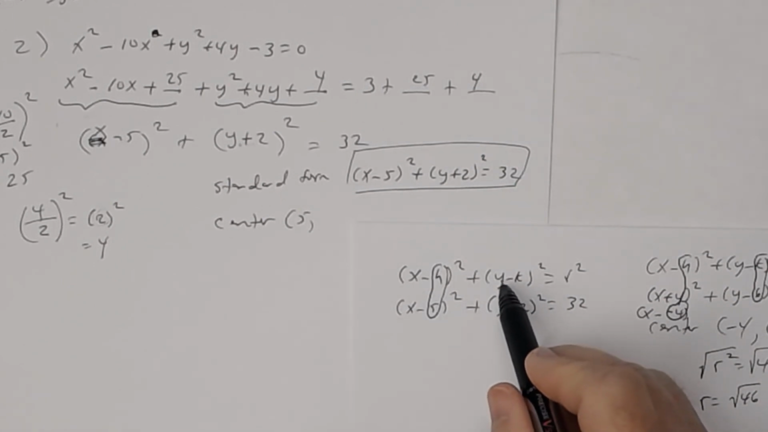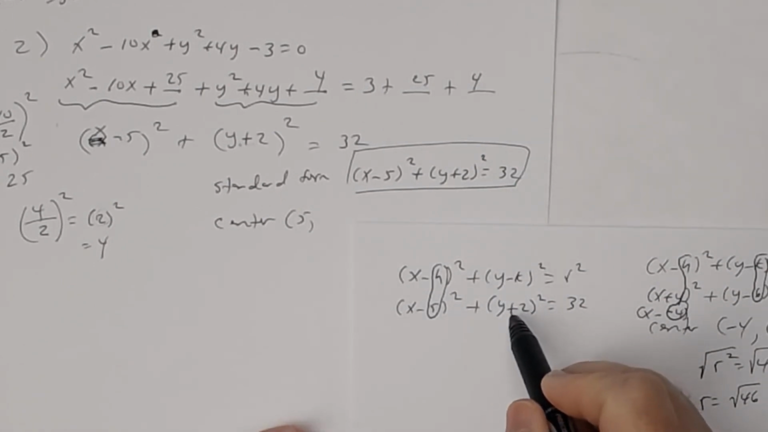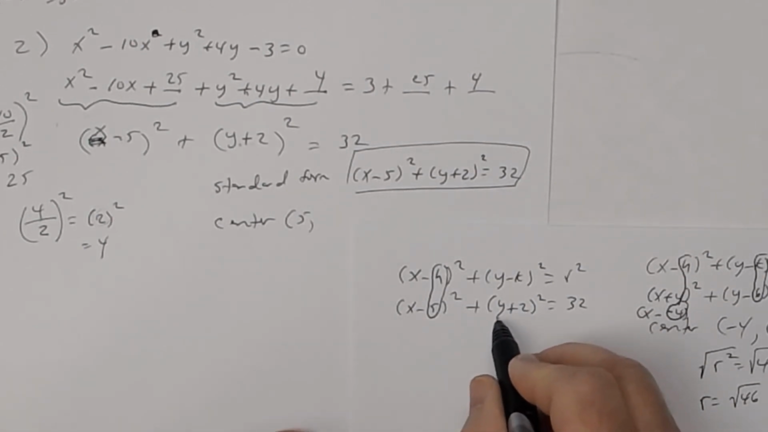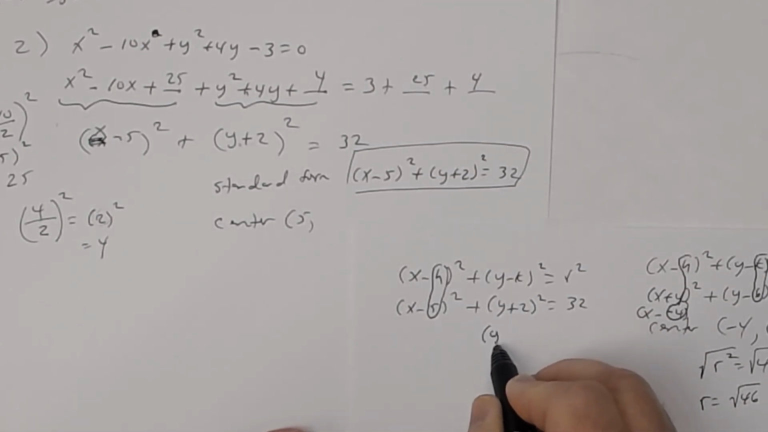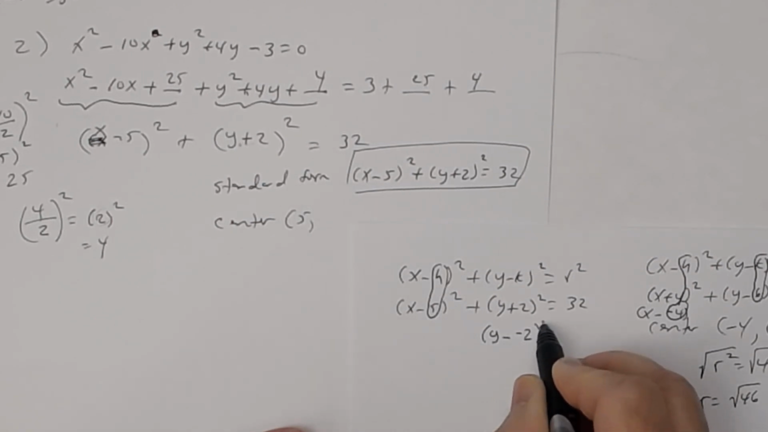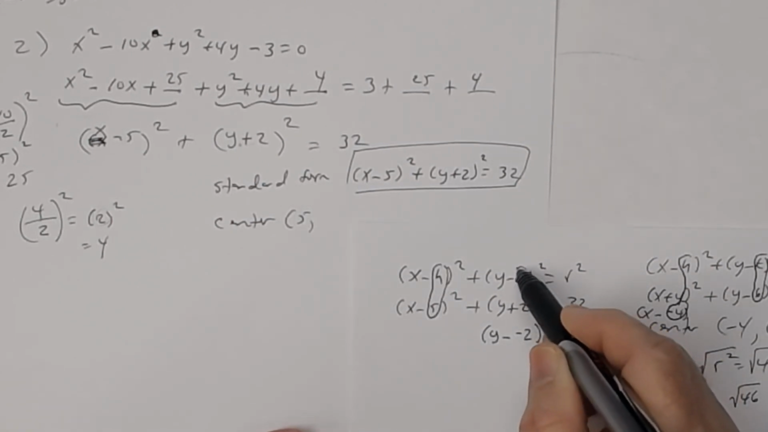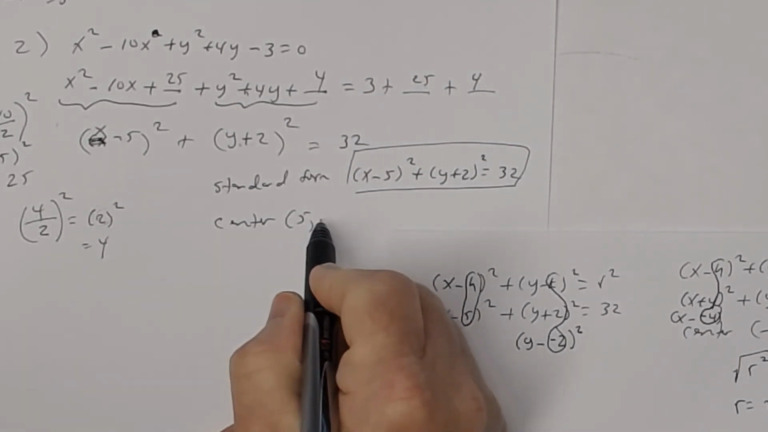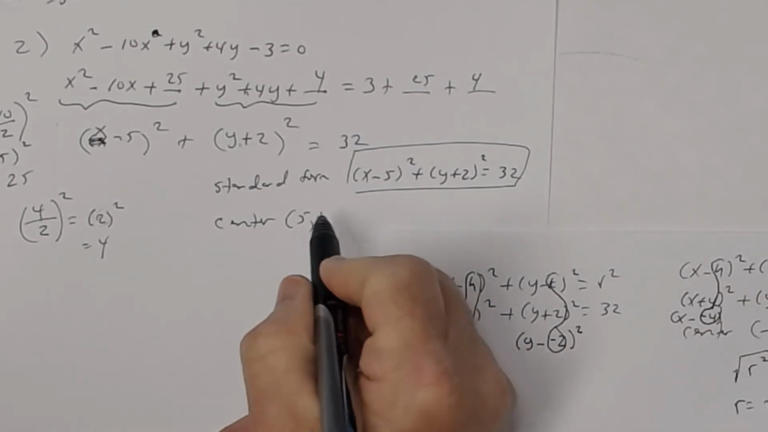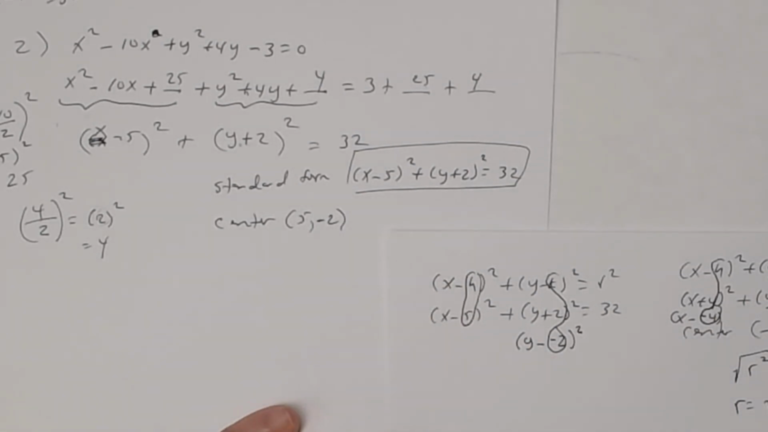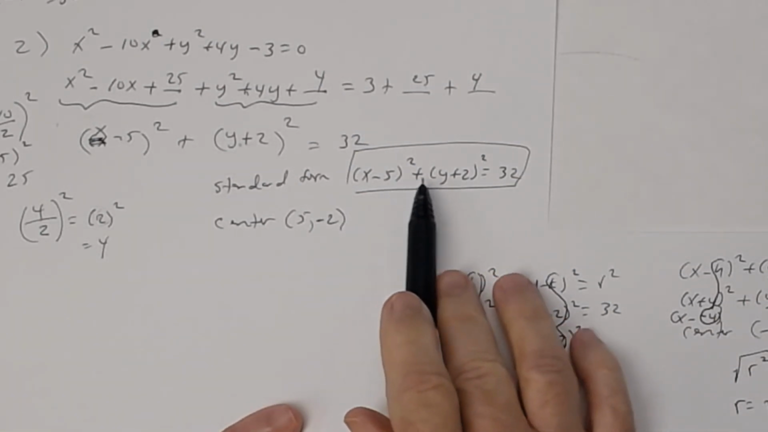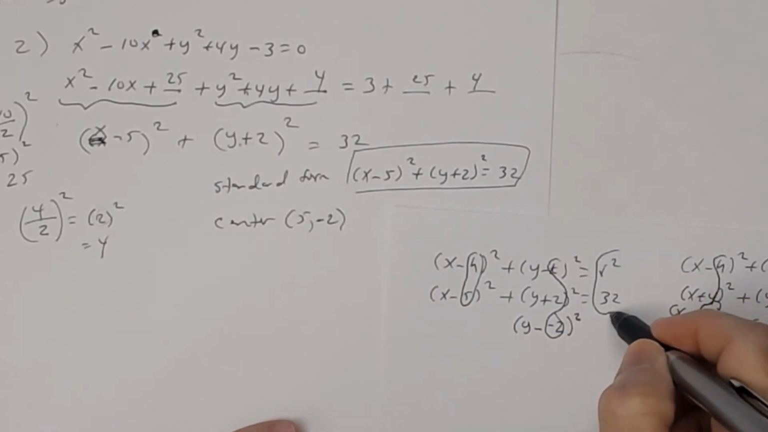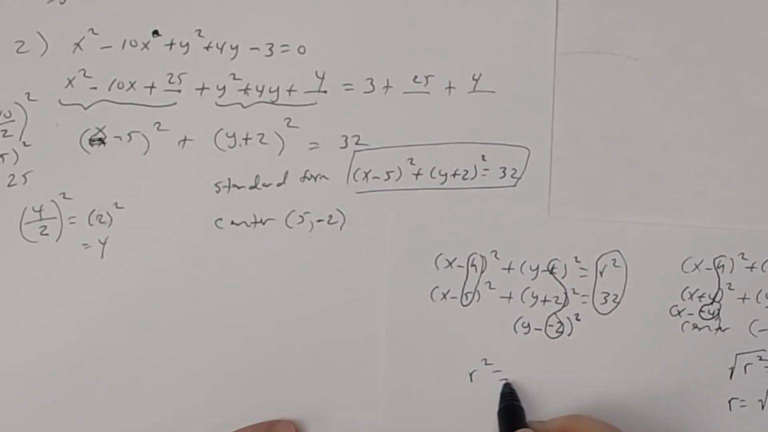Now, notice here, this says y minus, this says y plus. So you've got to rewrite y plus 2 as an equivalent expression. Well, y plus 2 is the same as saying y subtract a negative 2, right? And so therefore k is going to be a negative 2. So there's the center of that circle. Positive 5, negative 2. The radius, you know that r squared equals 32.